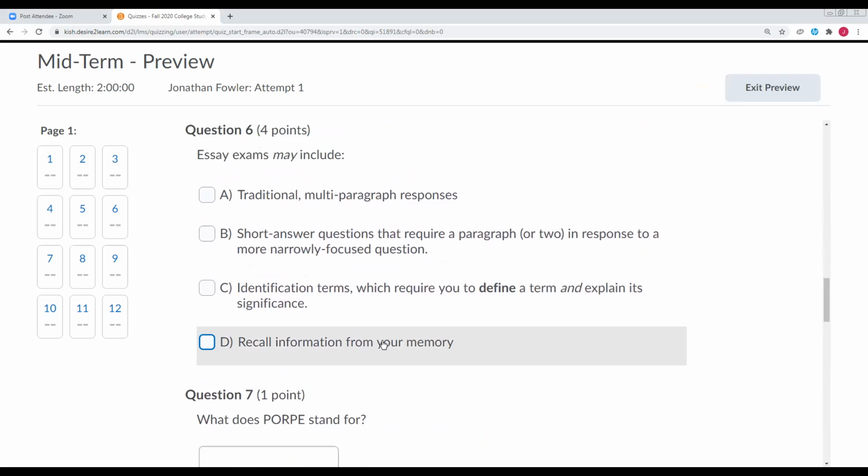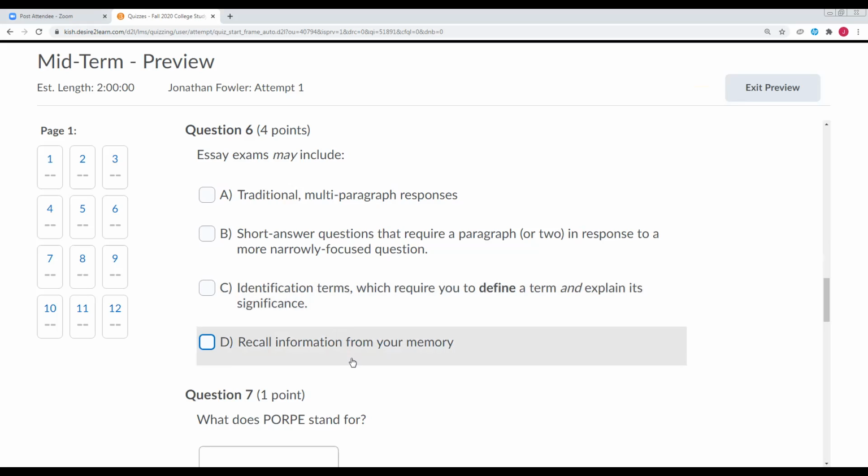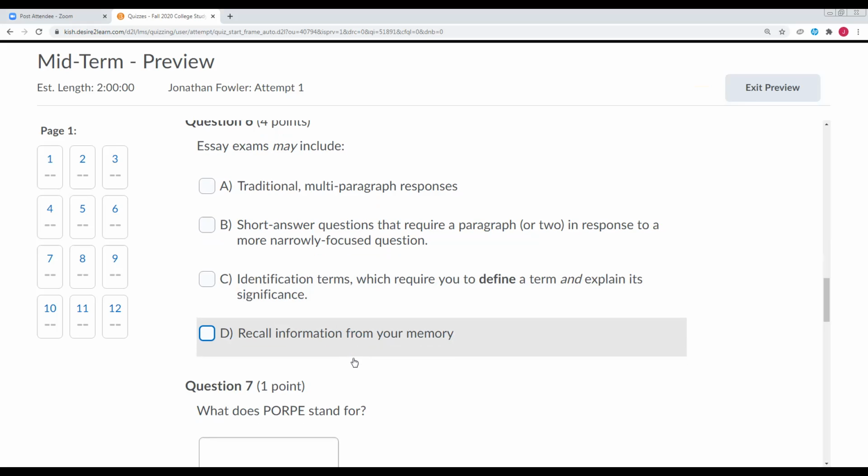Question 6, again, this one's worth 4 points, so a little bit weightier. Essay exams may include which of the following? Traditional multi-paragraph responses, short answer questions that require a paragraph or 2 in response to a more narrowly focused question, identification terms to require you to define a term and explain its significance, or recall information from your memory. A lot to consider there.